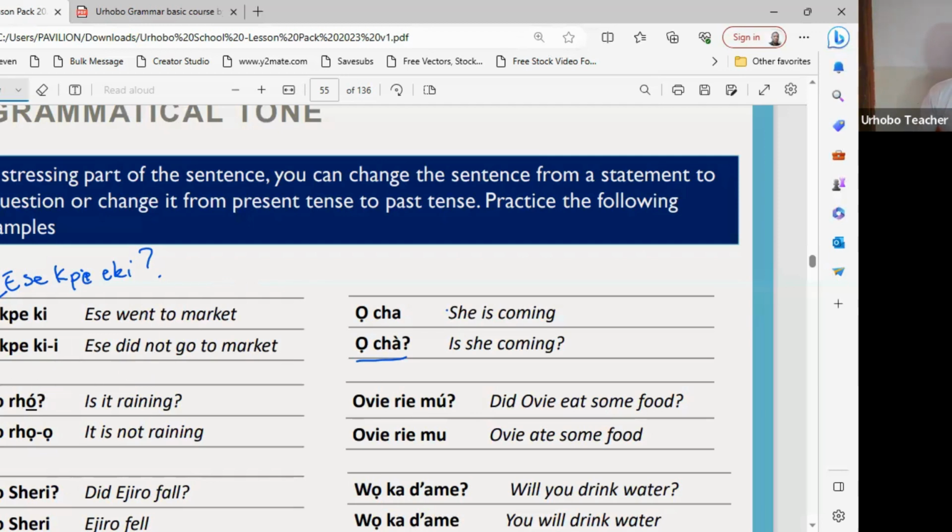Osioro. I can say Osioro. Osioro means it is raining. Now change it to a question. Osioro. Good. Osioro. It now becomes a question.